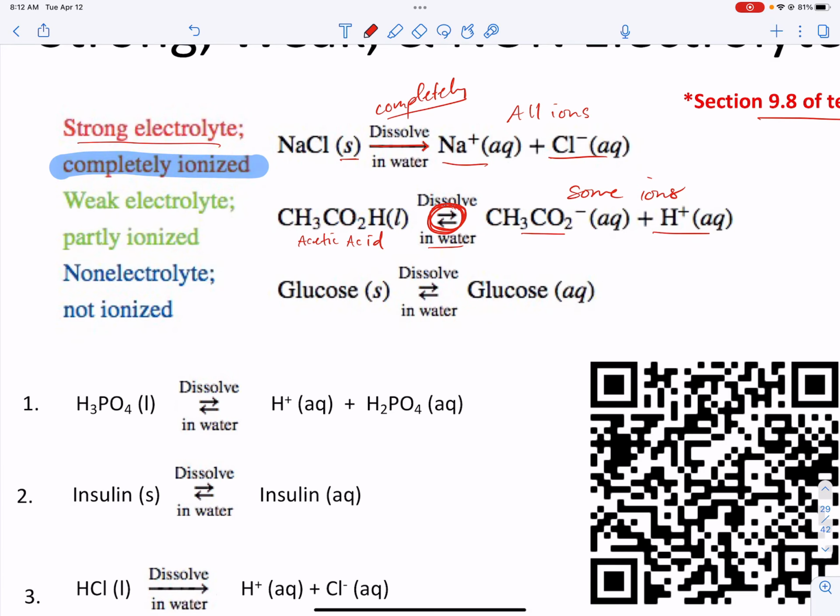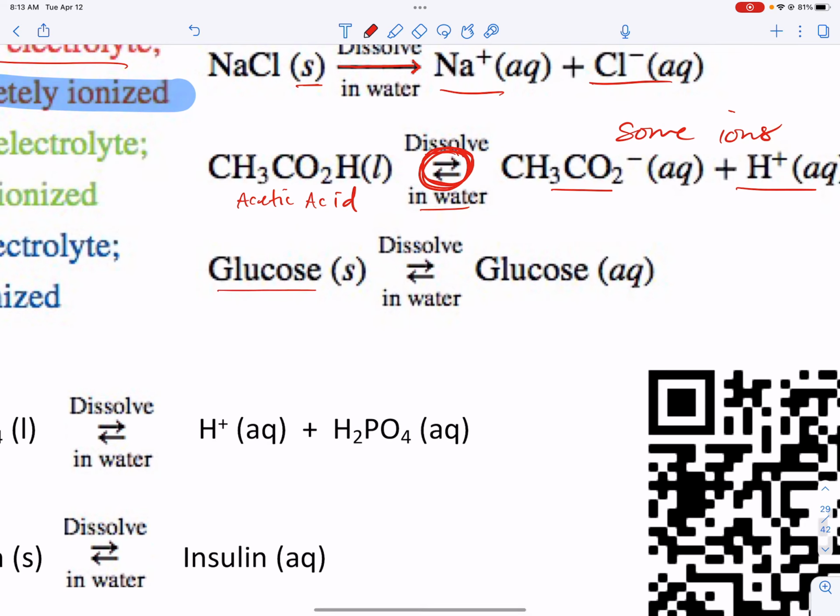A non-electrolyte would be like this reaction right here. So we've got glucose. Glucose is not an ionic compound, okay? It will not dissociate in any form. You might have a bunch of molecules of glucose packed together, okay? Think about like a sugar cube.